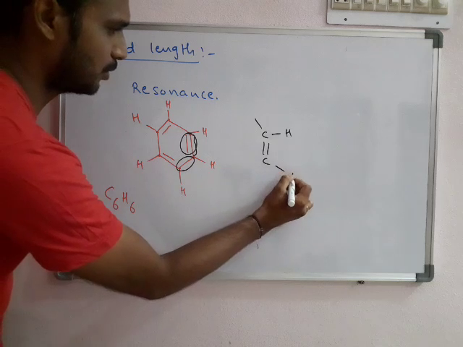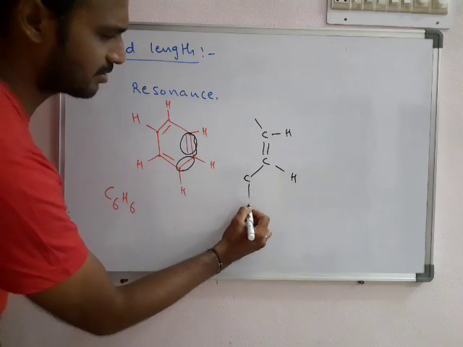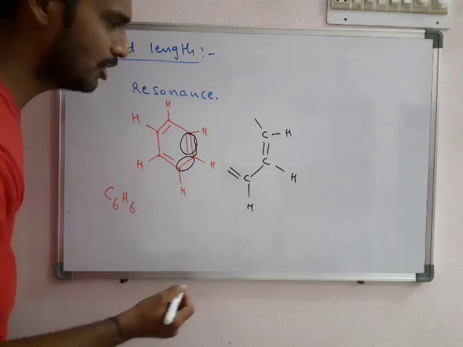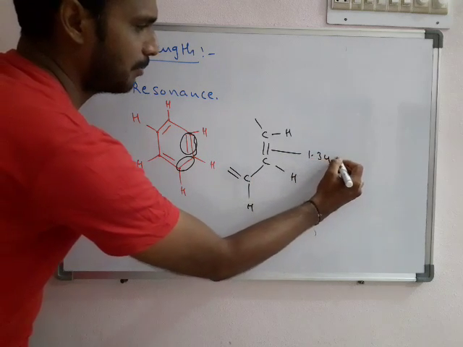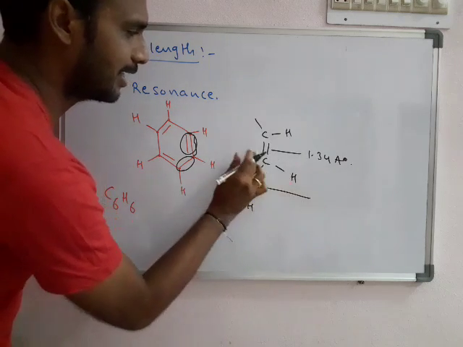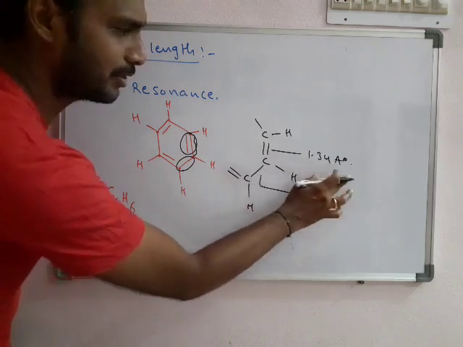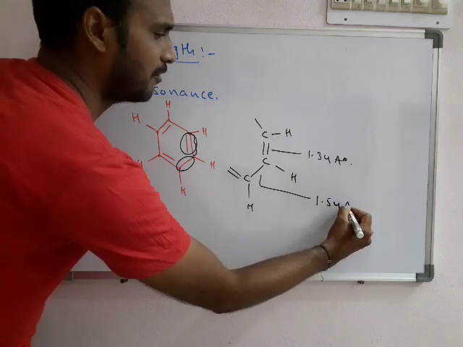Next, this carbon also has H, and here a single bond is present. It has some H. Okay, so see here, C double bond C, what is the general bond length? Here the double bond length is 1.34 angstroms. The single bond length is 1.54 angstroms.